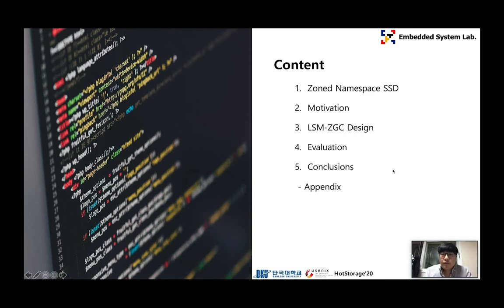This is the outline of my talk. First, I will describe what is the Zoned Namespace SSD. Then I will explain the motivation of our study. After that, I will discuss our proposal called LSM-GC and evaluation results. Finally, I will conclude my talk.